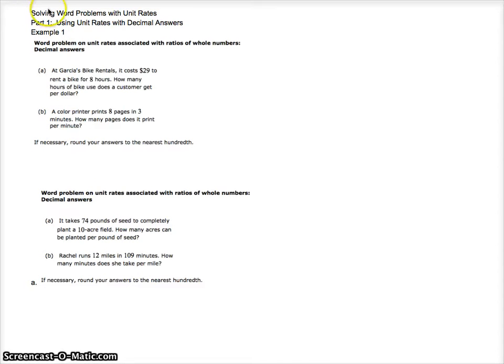Today we're going to look at solving word problems with unit rates. In example 1, it asks us to solve the word problem with a decimal answer.